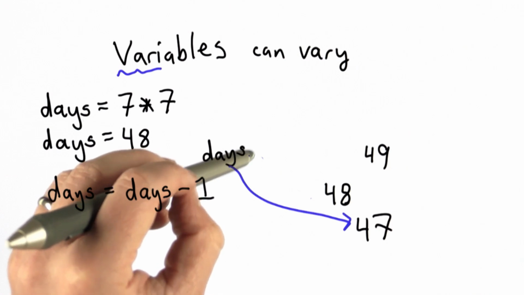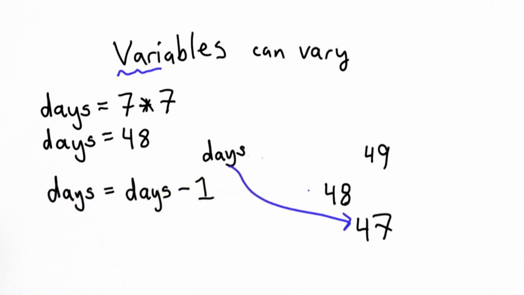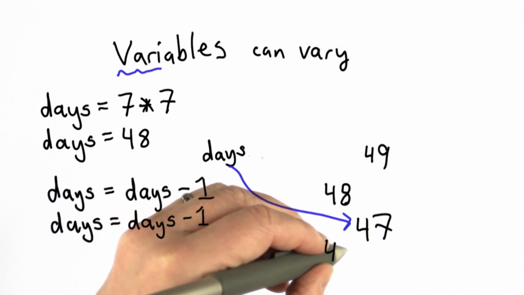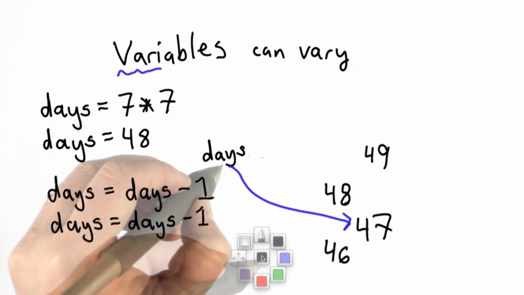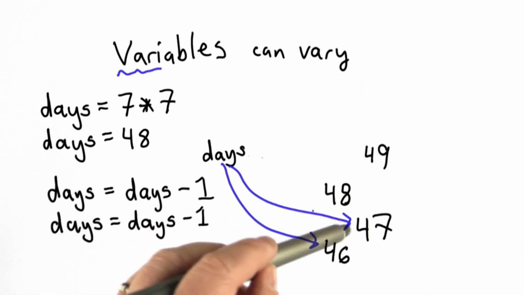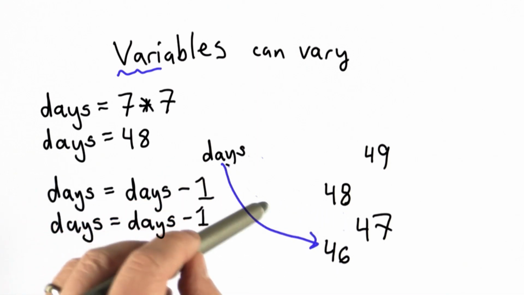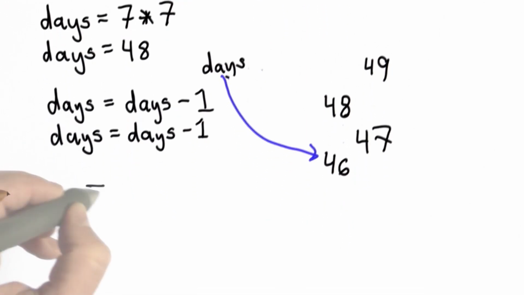So we could keep doing that. If we did another statement, the same exact one, that's going to change the value again. This time, the first time the value days is 47, we'll subtract one, we'll get the value 46. And then we do the assignment, that'll change the value. So now days refers to the value 46.